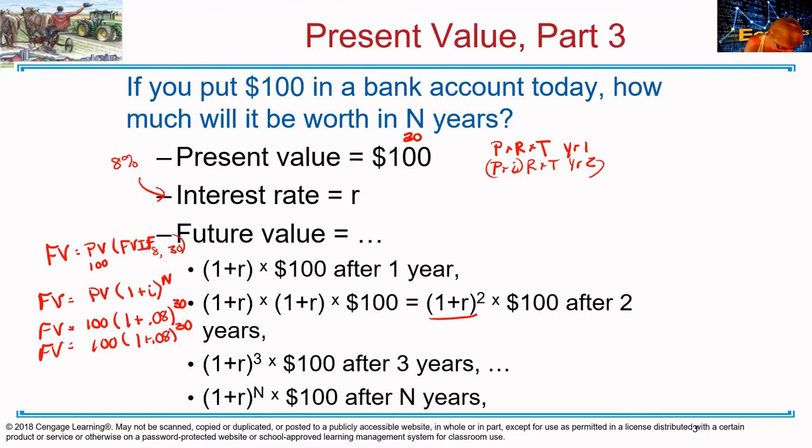And I'll get my handy dandy calculator here, 1.08. About 10. So our factor that we're going to multiply by is 10.062 times 100. So we'll go ahead and multiply that out, and we end up with 1,006. And that would be our future value.